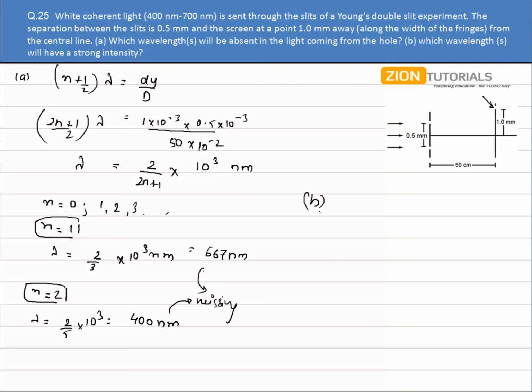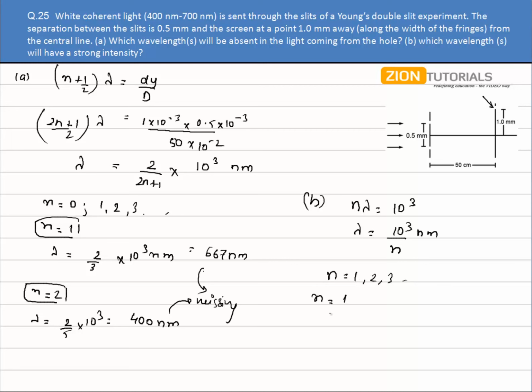And for the second part, I have to calculate which wavelength will have the strongest intensity. Now we know strongest intensity means bright fringe, and for a bright fringe n lambda is equal to d y by capital D, which again comes out to be 10 to the power 3. So lambda is 10 to the power 3 by n nanometers. Now again here the n value varies from 1, 2, 3 and so on.